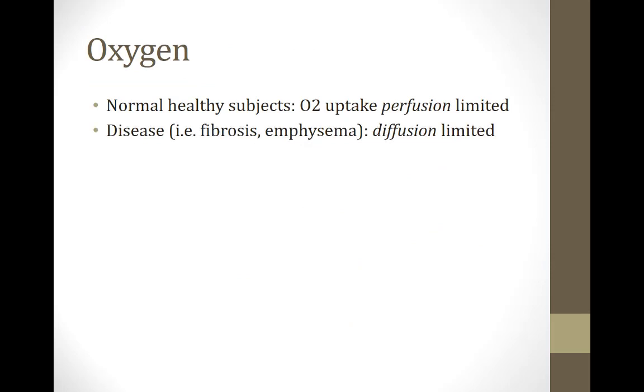Now, of course, we don't normally inhale nitrous oxide and carbon monoxide. Those are just used as examples of ends of the spectrum in terms of diffusion or perfusion limitation. But let's talk about oxygen, which is very important. So in normal, healthy subjects, oxygen uptake is perfusion limited. However, when patients develop disease like fibrosis or emphysema, it makes it much harder for oxygen to get across the alveolar membranes. And in this situation, oxygen uptake can become diffusion limited.